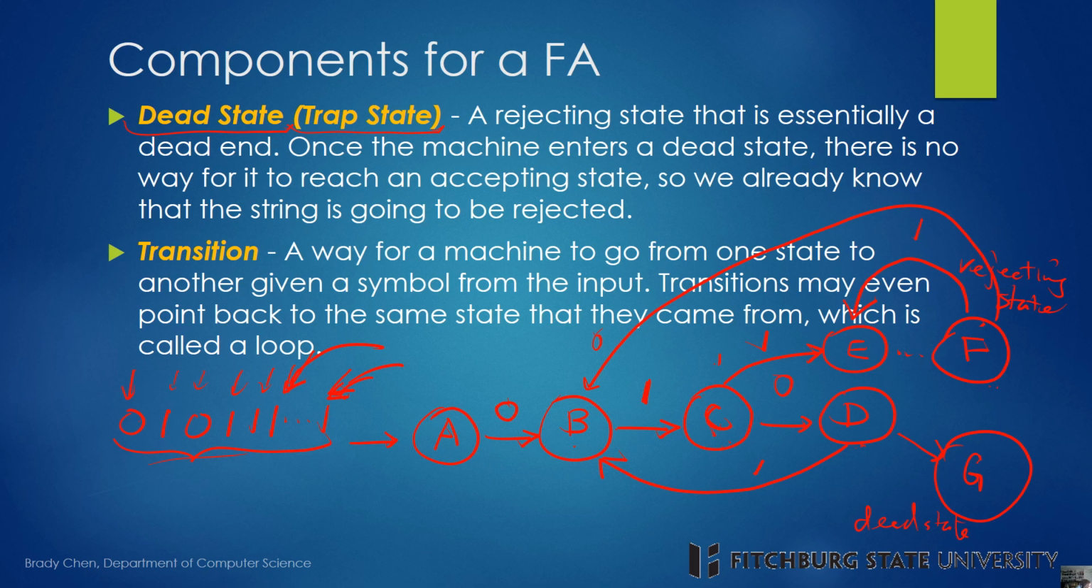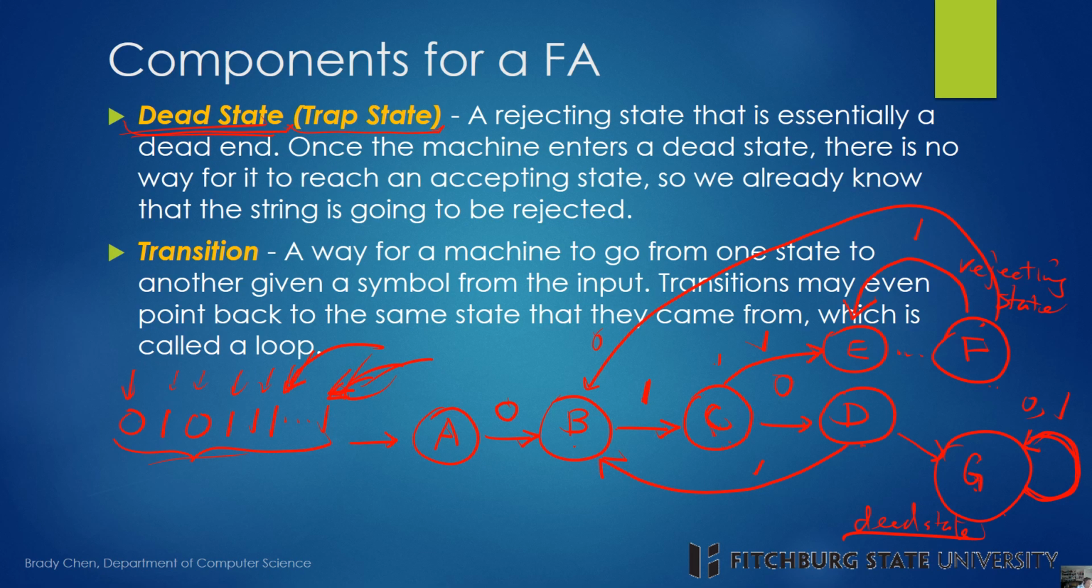But for the dead state, if the next input value is 1, we end up in the same state. If the next input is 0, we also end up in the same state. So we're trapped. Once we reach G, no matter what the follow-up symbols in the input are, we will never be able to get out of G. So G is the dead state. We're going to check this with more examples.